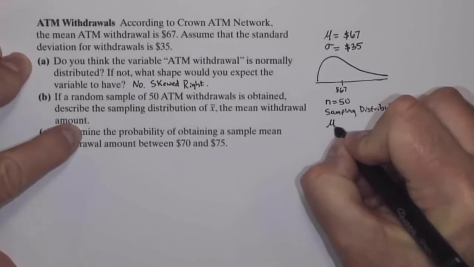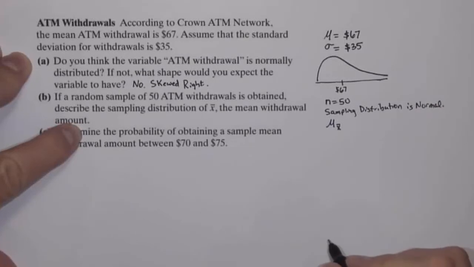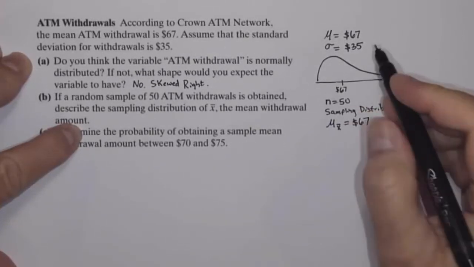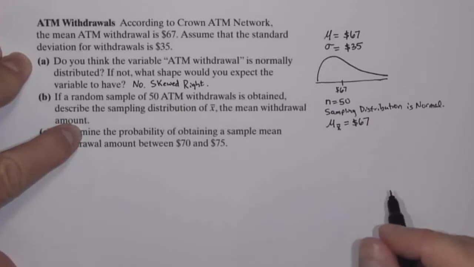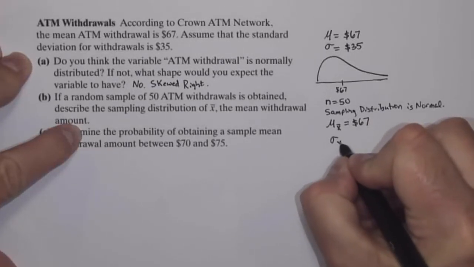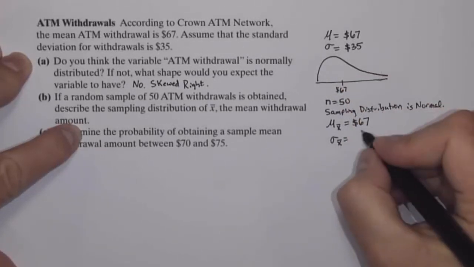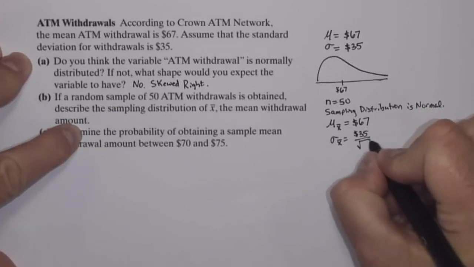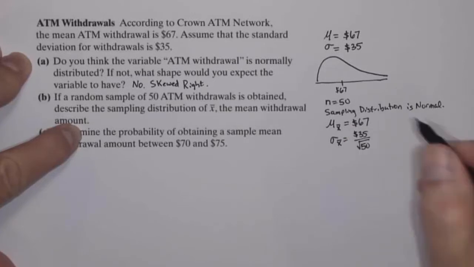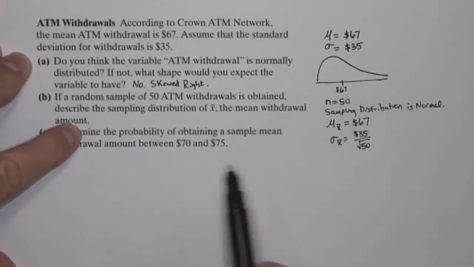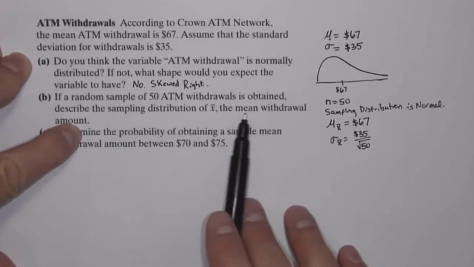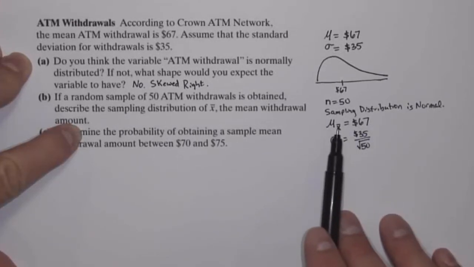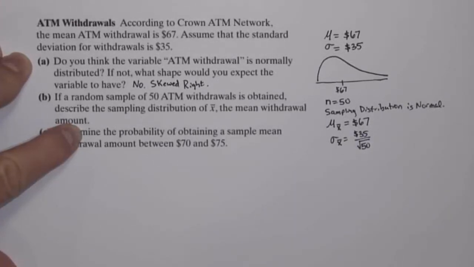Moreover, the mean of this sampling distribution of X bar is going to equal $67, the same as the mean of the population. And the standard deviation of the X bar distribution is going to equal our $35 divided by the square root of 50, because 50 is our sample size. So to describe the shape of the sampling distribution of X bar, I know that it's normal, I know the mean, and I know the standard deviation.